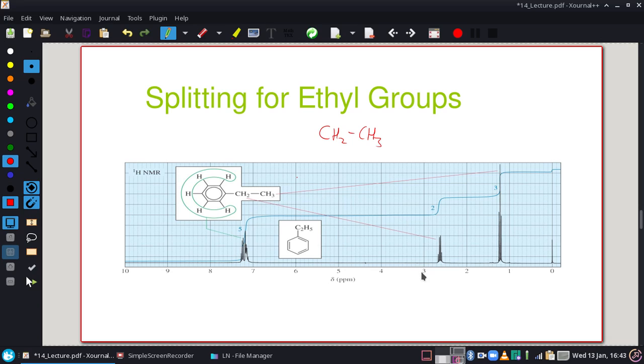But the real plus happens when we notice that that is a quartet. 1, 2, 3, 4 peaks, and this one is a triplet. And the reason that is this triplet is being split by those 2 protons, and this quartet is being split by those 3 protons.